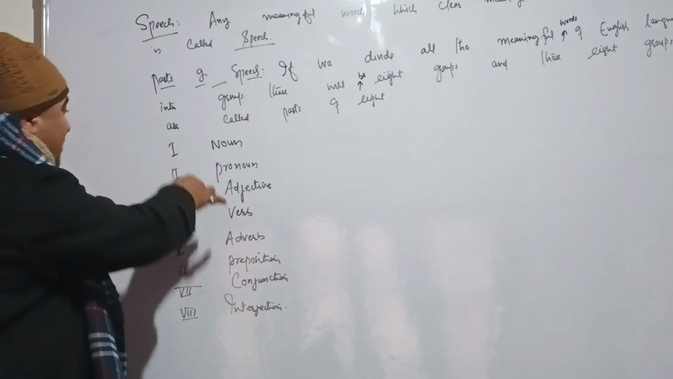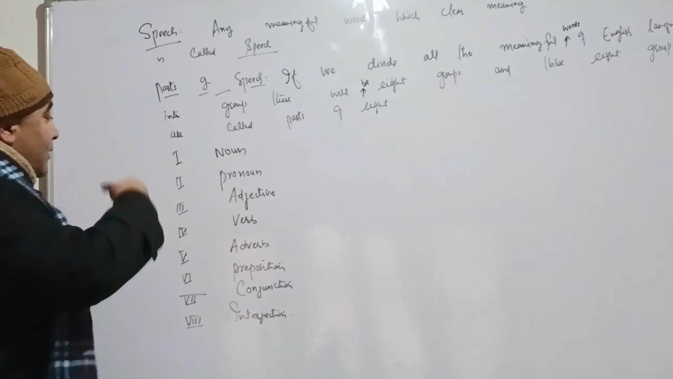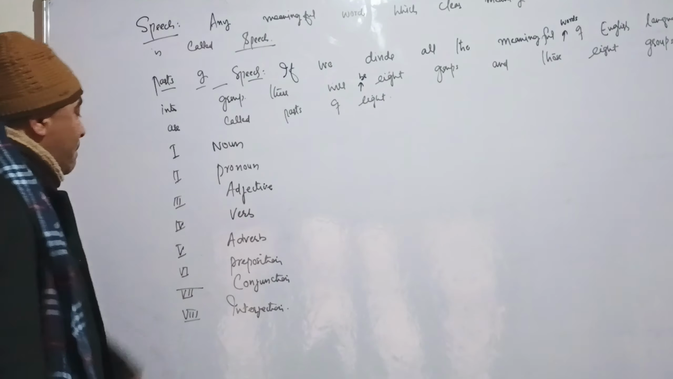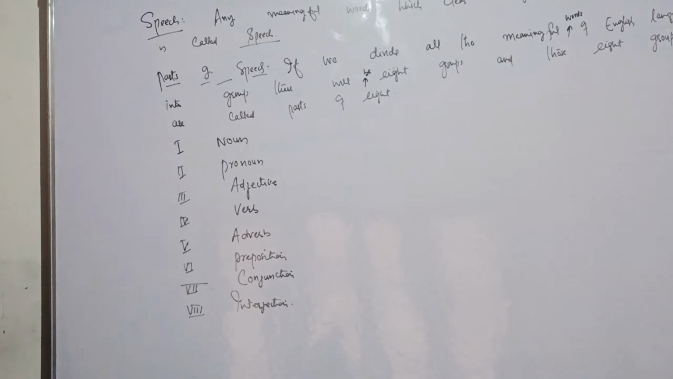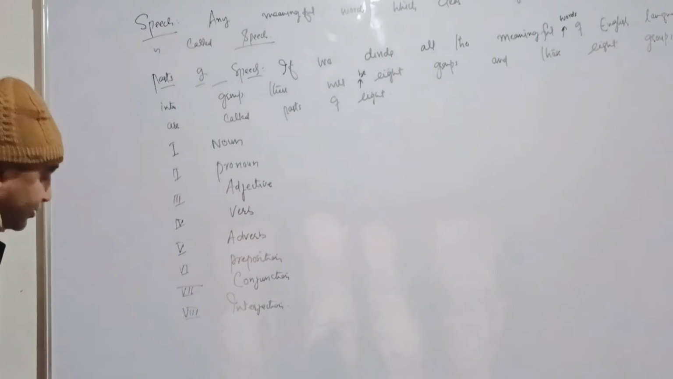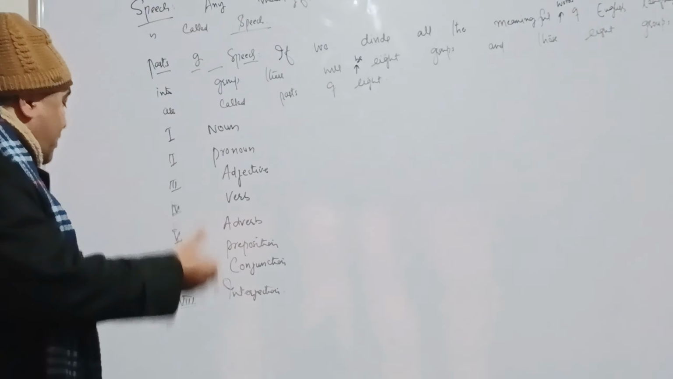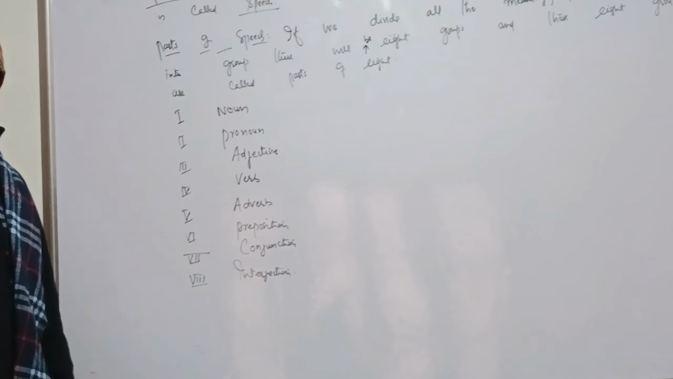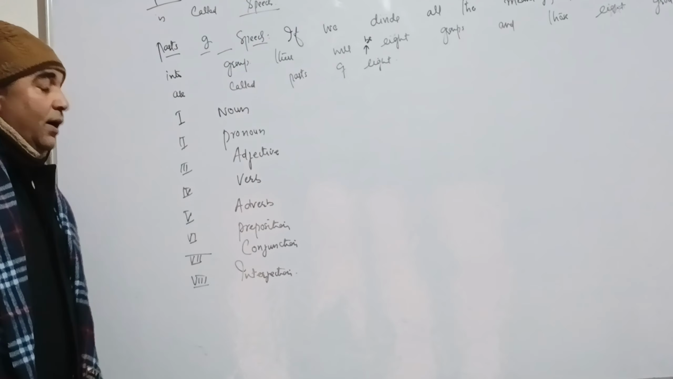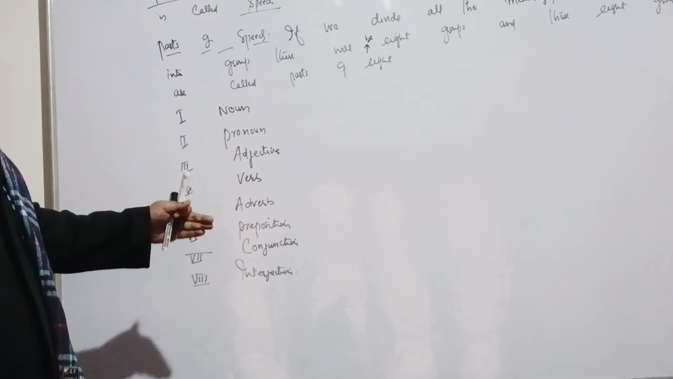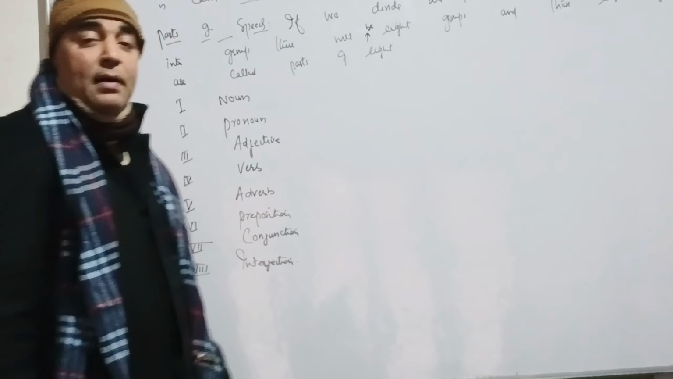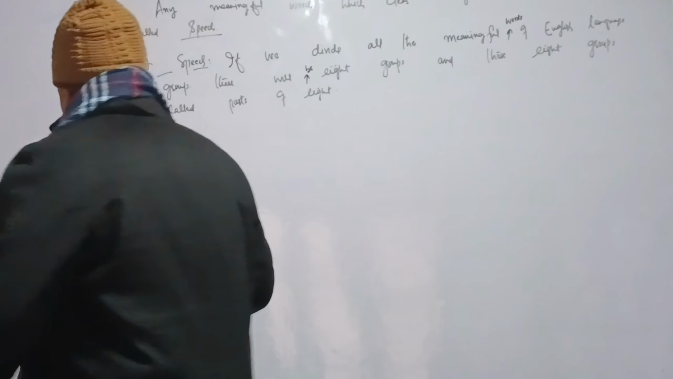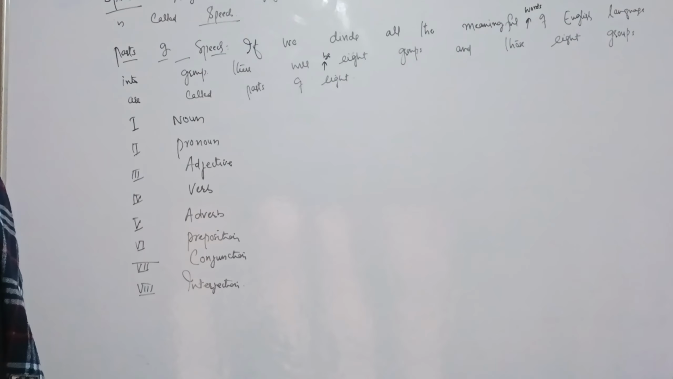So let us see what these different 8 parts of speech are. Number first part of speech is noun. Number second, that is pronoun. Number third, that is adjective. Number fourth, that is verb. Number fifth, that is adverb. Number six, that is preposition. Number seven, that is conjunction. Number 8, that is interjection. And this was the introduction of the definition and the types of the parts of speech. And now we will discuss the first part of speech, that is noun.